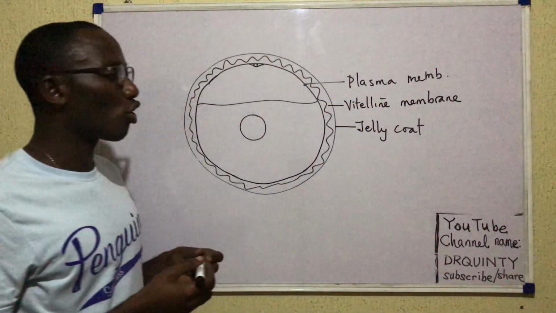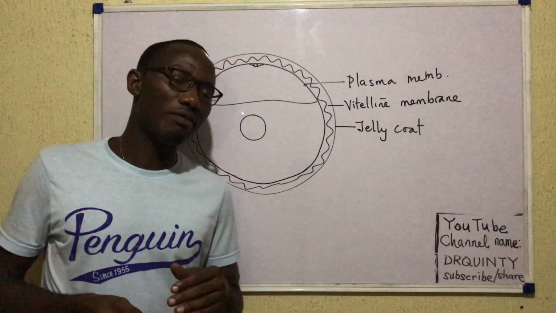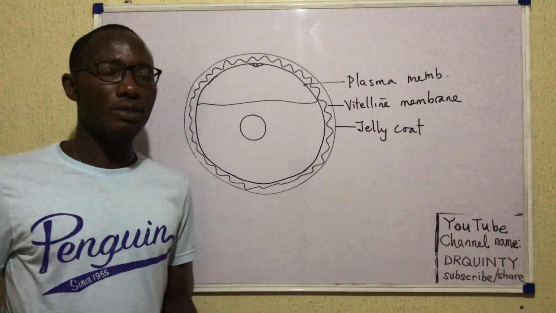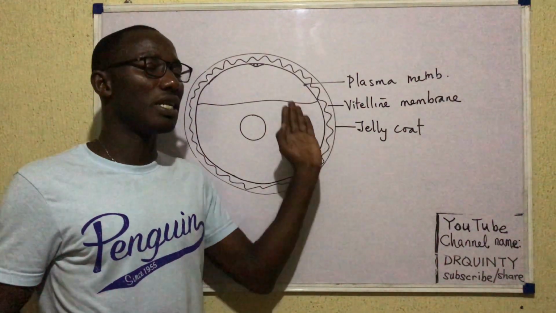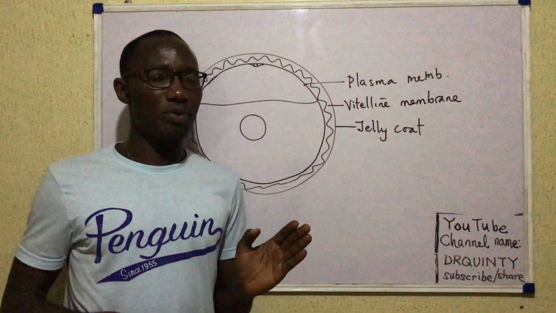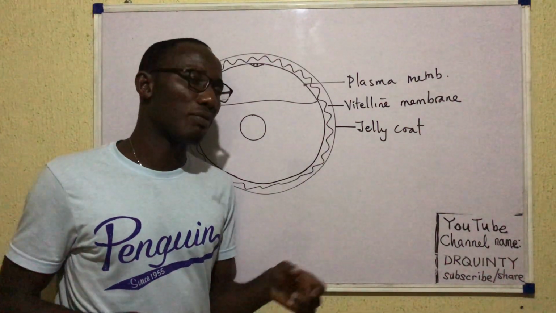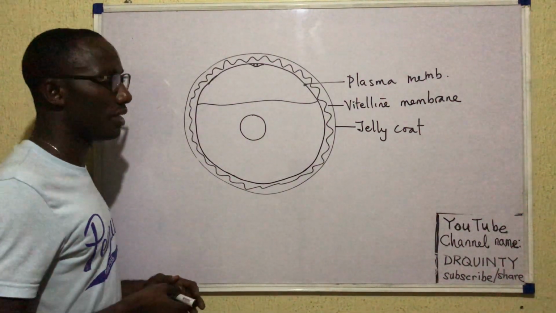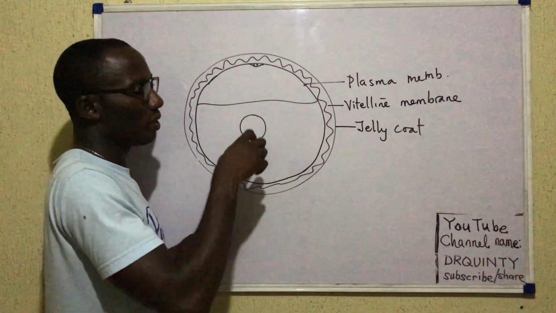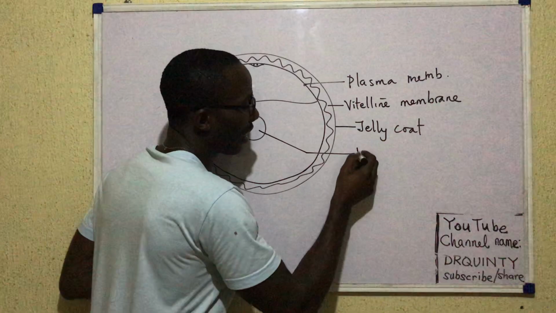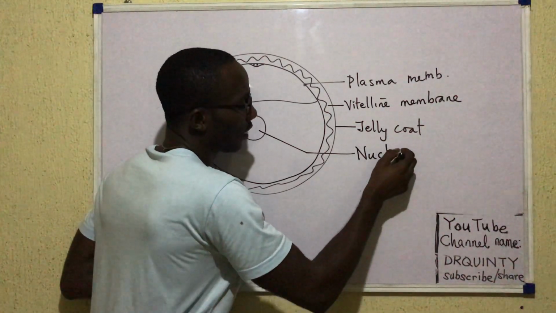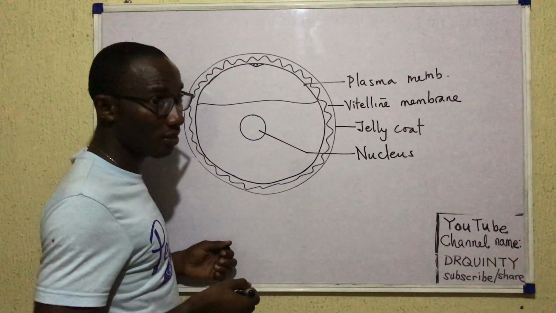So coming from the outside of a cell, you have JVP to encounter. JVP stands for jelly coat, then vitelline membrane, then innermost plasma membrane. Those are the coverings that we find outside the egg. And then going into the egg, of course, because it's a cell, we expect that it will have a nucleus. So that's the nucleus of the egg cell.